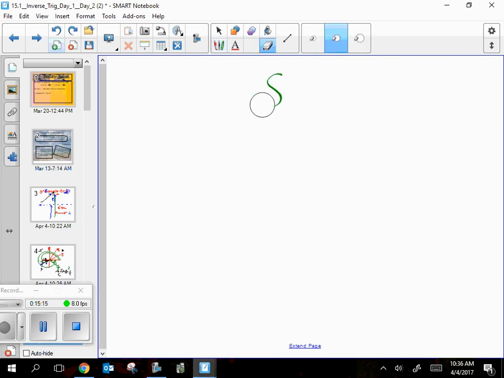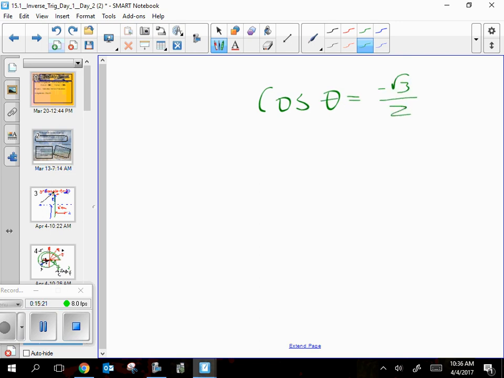Let's not do sine. Let's do cosine. Cosine of some angle is negative root 3 over 2. Solve that one. There's two answers. Okay, let's see if you did this right.